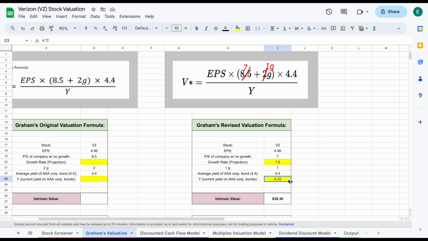Now at the time of this video, it's climbed up even higher, all the way up to 5.49, which as you'll see, drives down the valuation for this company by quite a bit. So basically that means current economic conditions are really pushing down this valuation by quite a bit due to the current yield on AAA corporate bonds.